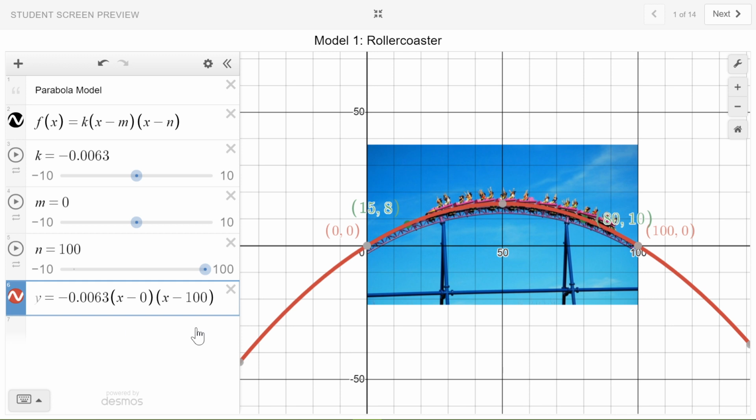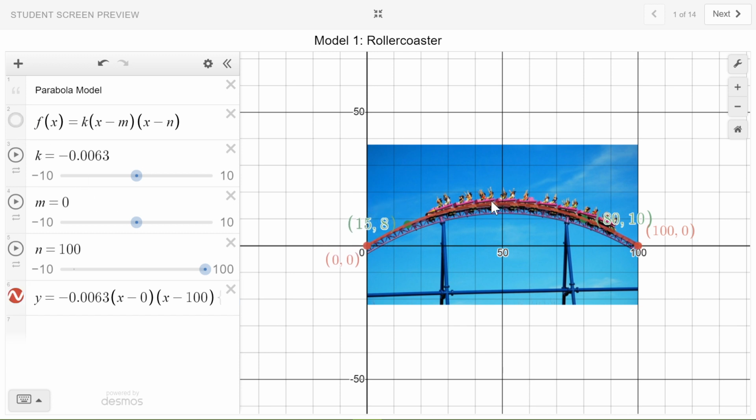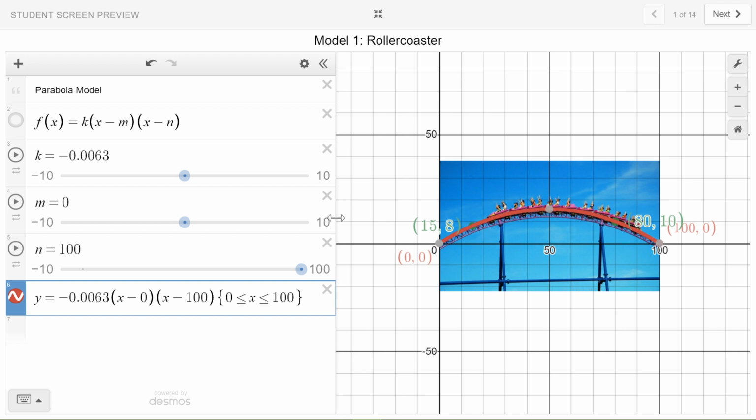And this is my equation, and I'm going to put in a domain. I'm going to choose from 0 to 100. Now, you can see that this red line is my model that I'm going to use. This black line is cool, I can turn it off, but this red line is the model that I'm going to use. And now, with that information, I can write down some information. Here goes.